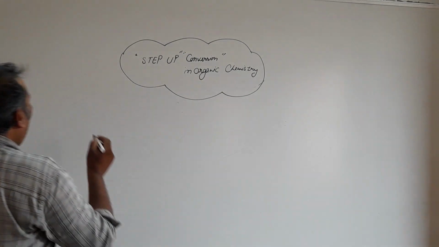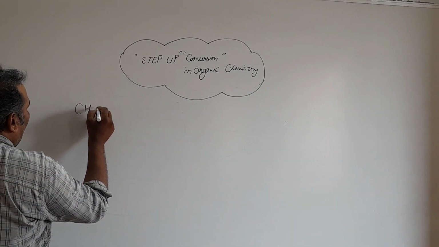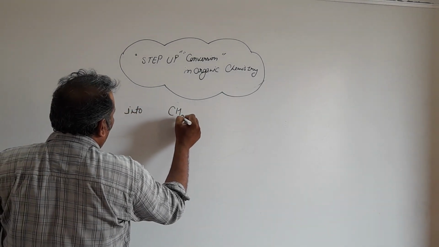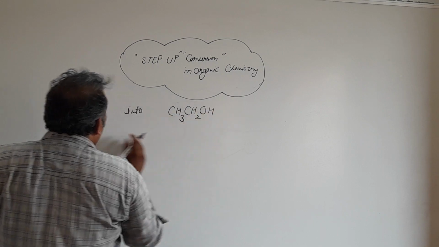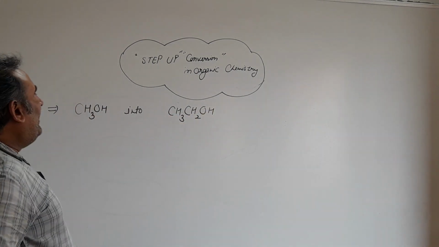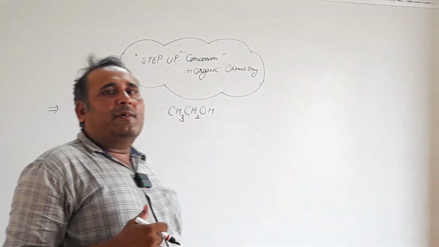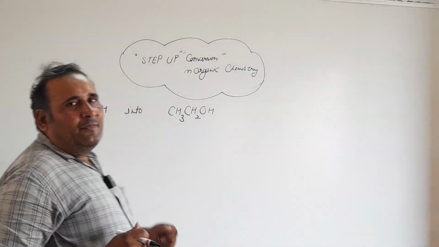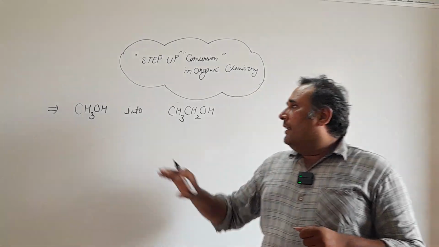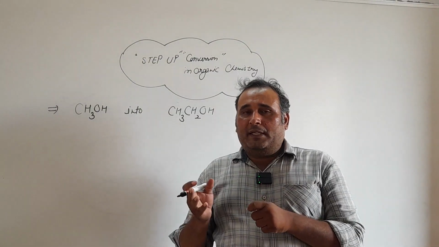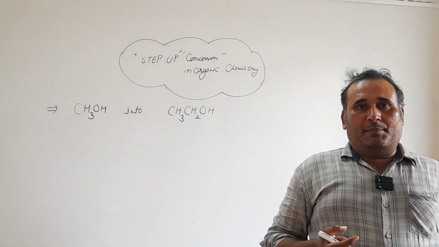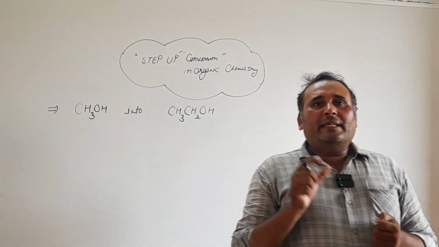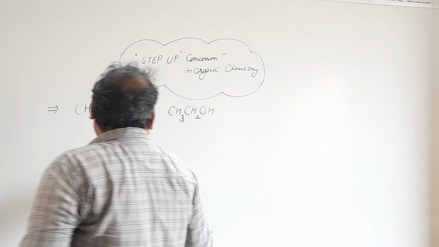For example, if we want to convert CH3OH into CH3CH2OH, means we want to convert methanol into ethanol, how can we convert? Let's understand. First of all, in these types of conversions, in which reactant and product are of the same family and differ by just one carbon, we have to approach a linking reaction. Which one is that linking reaction?